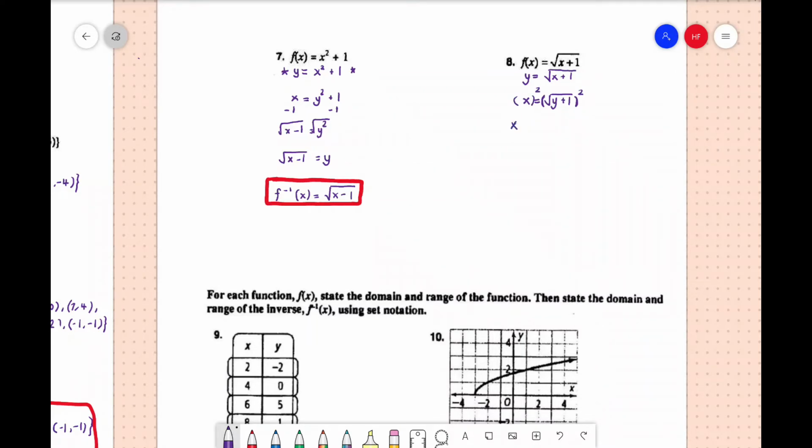So I end up with x squared on the left is equal to, these two cancel each other out, so I just have y plus 1. Subtract 1 from both sides now, since it's not underneath the radical anymore. I get x squared minus 1 is equal to y. Y is isolated, so I can write f inverse of x is equal to x squared minus 1.